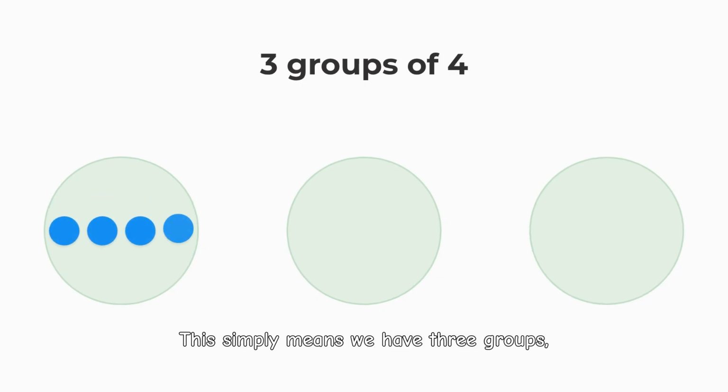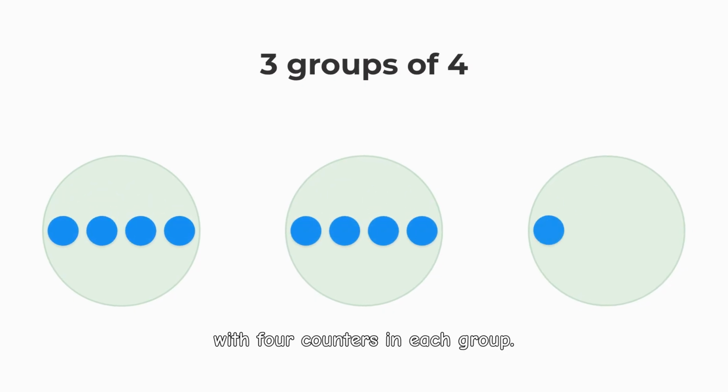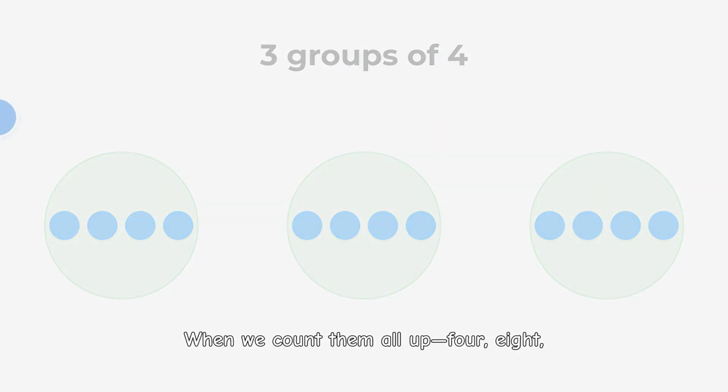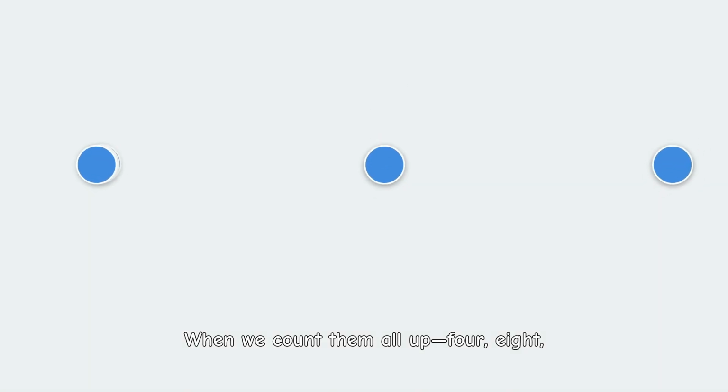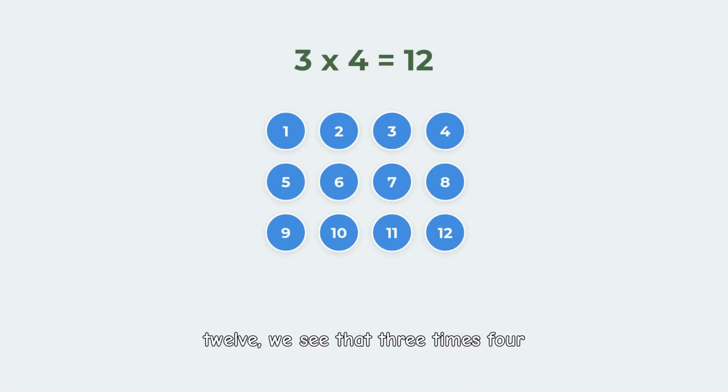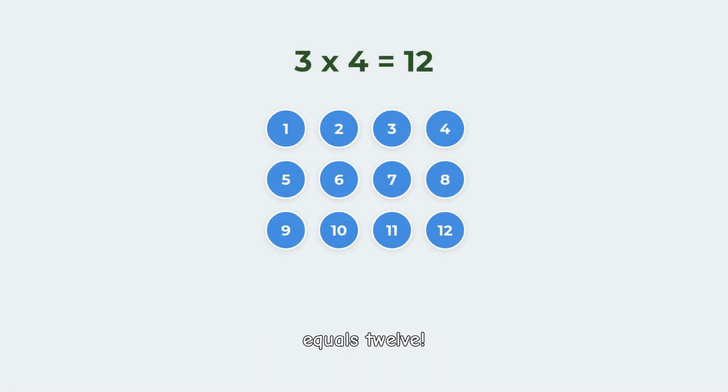This simply means we have 3 groups with 4 counters in each group. When we count them all up, 4, 8, 12, we see that 3 times 4 equals 12.